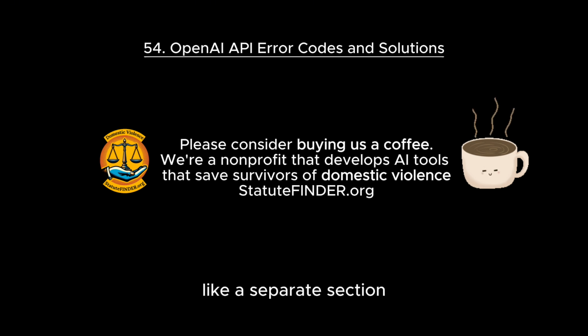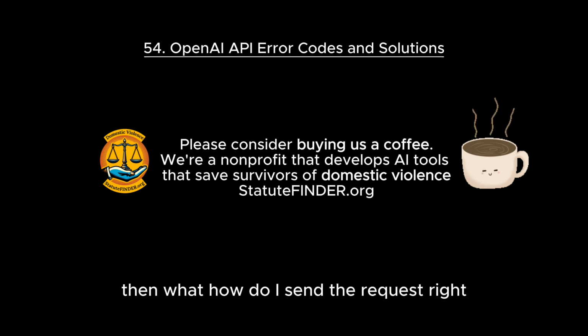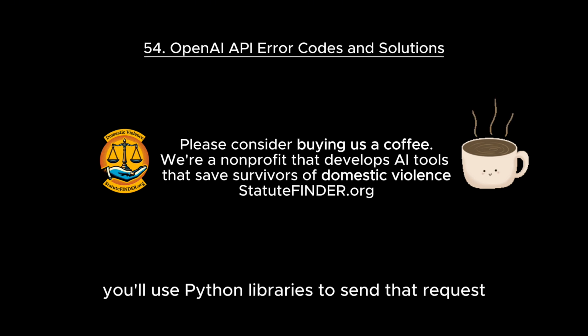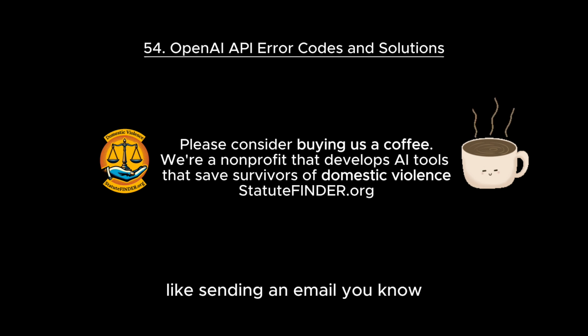Okay, so that's like a separate section that has some additional information. Exactly, yeah. And so I've got my endpoint, I've got my parameters, I've got my API key. Then what? How do I send the request? Right, so that's where your Python skills come in. You'll use Python libraries to send that request over the internet to OpenAI's servers. Like sending an email, you know. You compose your message, put the address on it, and hit send. And then I should get a response back, hopefully. Hopefully, if everything goes well, you get the results you wanted. Yeah, if not, one of those error messages. There you go, yeah.